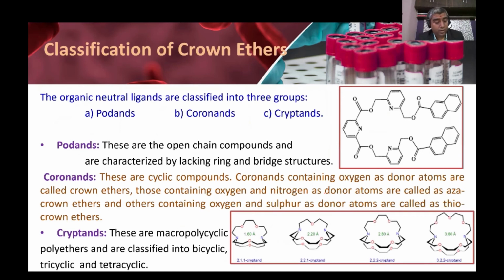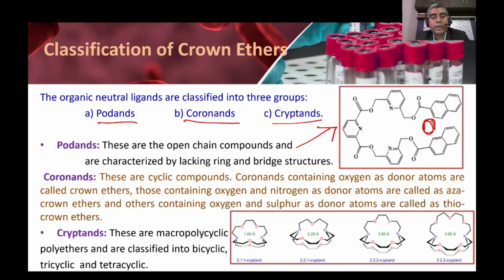Classification of crown ethers. The organic neutral ligands are classified into 3 groups, that is podands, coronands, and cryptands. So podands are open chain compounds characterized by linking ring and bridge structure. So this is a structure of a podand. We can see here it does not have a closed ring structure. It is an open chain structure, so it is called a podand.